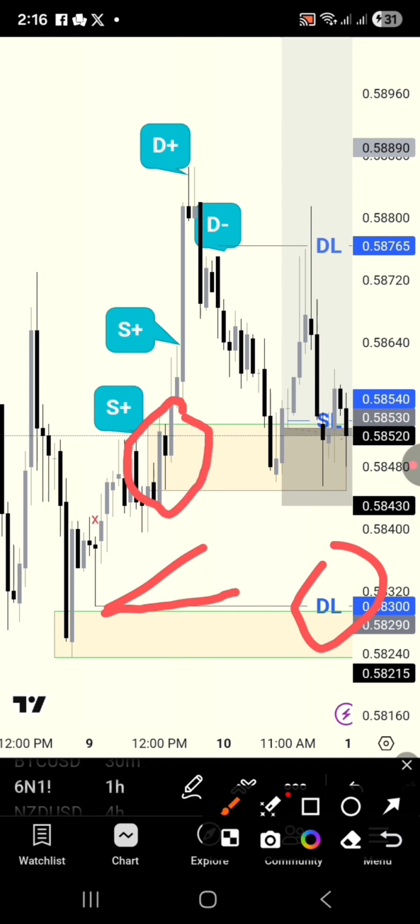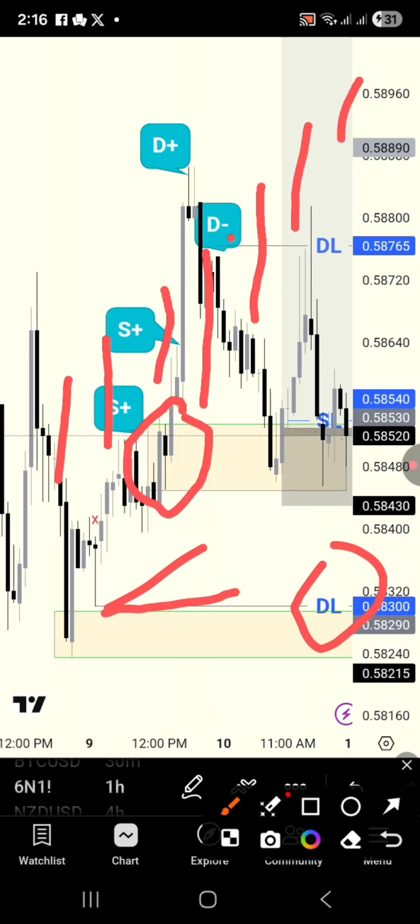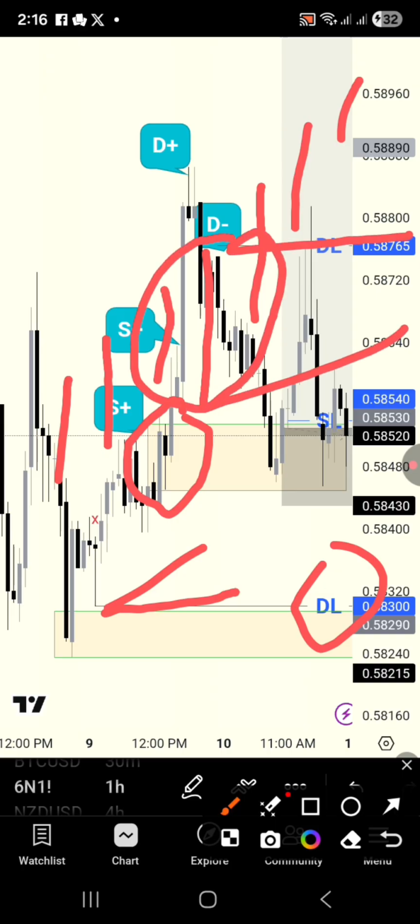So how did I pick my own zone? This is how I pick my zone. If we have buy candle, buy candle, buy candle, and we have one sell candle, then we continue to have buy candle, buy candle, buy candle, you see this lone sell candle, that is my area of interest.